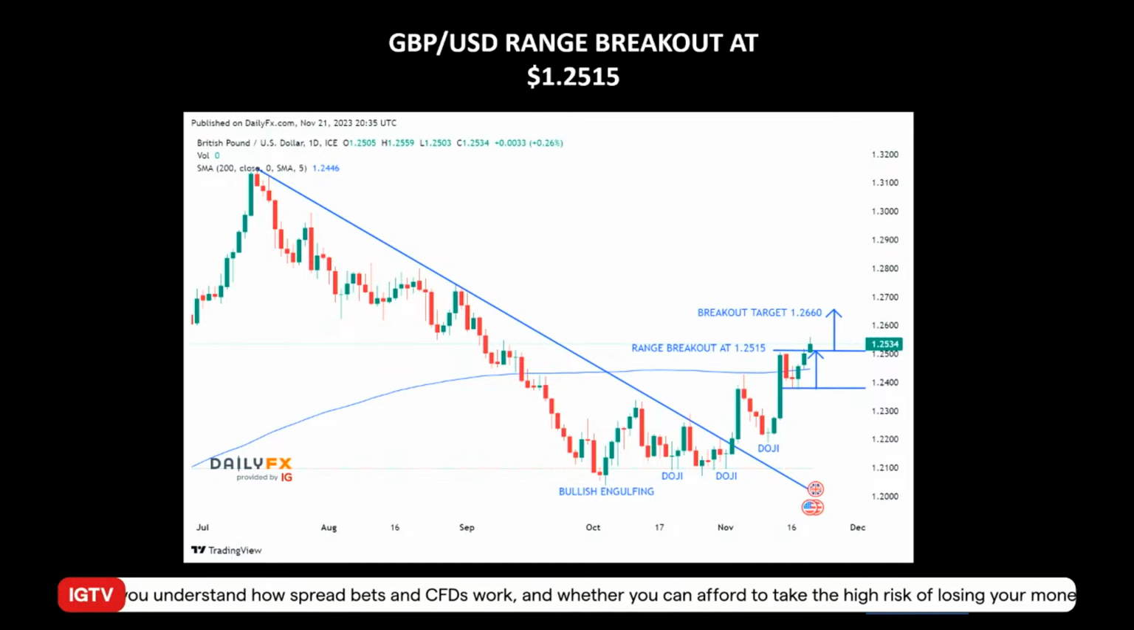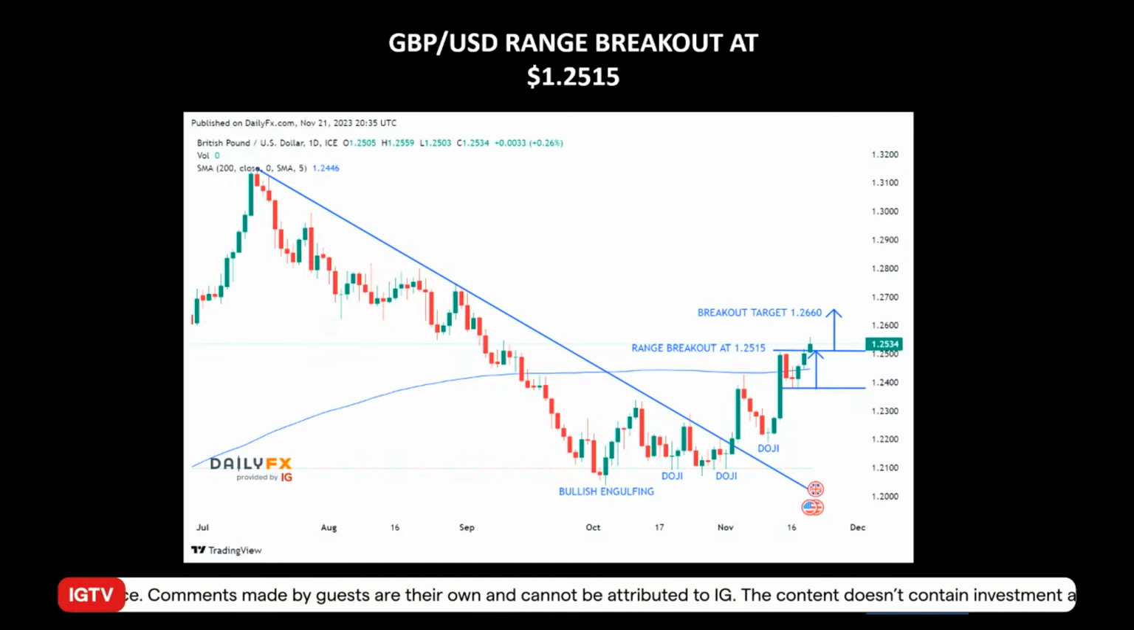1.2515. So with all the news coming up, as you say, we've got the autumn statement coming up. We've got quite a lot of news as well. We're looking at a possibility that we see sterling extending towards 1.2660, 1.27. And we're currently trading at just over 1.25.